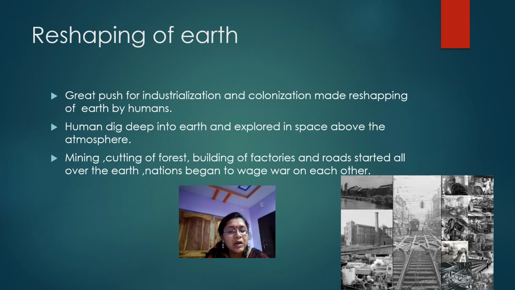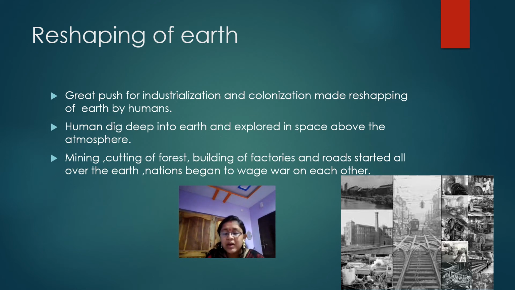The other things that man has done to this environment are mining, cutting of forests, building of factories and roads, started all over the earth, and nations began to wage war on each other. So this is the final point: man has done everything to destroy the environment. He has cut the trees and started digging. He has collected many different minerals, and he also constructed many factories, buildings and roads to connect from one place to another to do business.